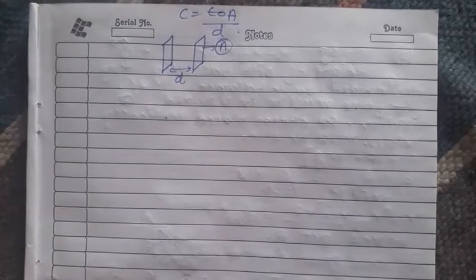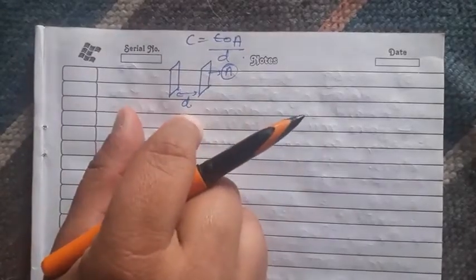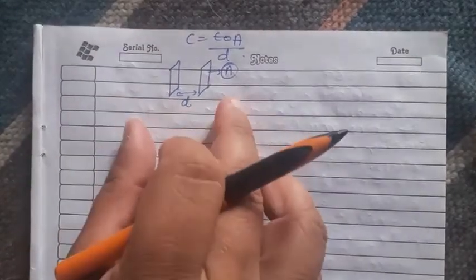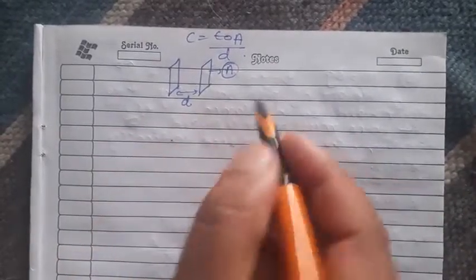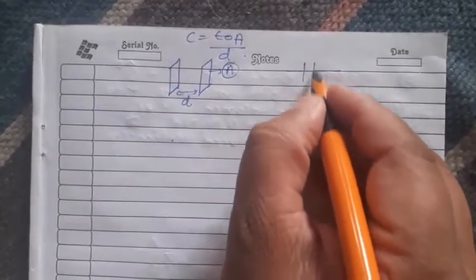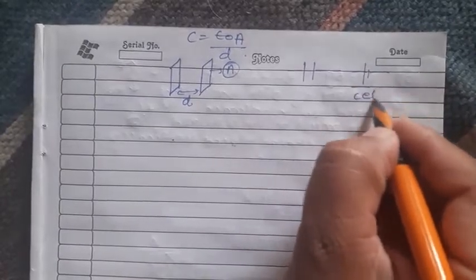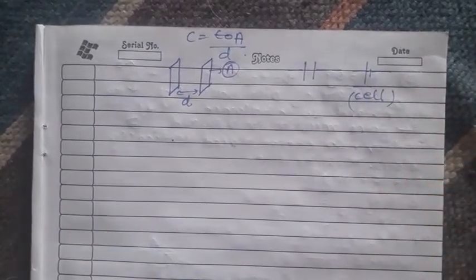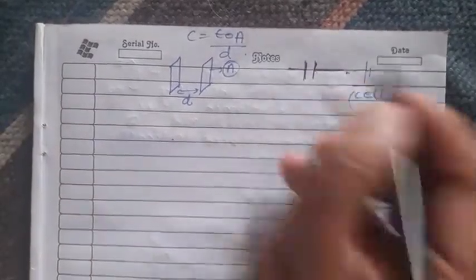Now in class 10th, we have studied that resistors may be connected in series or in parallel. In a similar way, these parallel plate capacitors can be connected either in series or in parallel. Before this, the representation of a capacitor is two parallel lines of equal height. This is the representation of a cell, but the capacitor is represented like this.